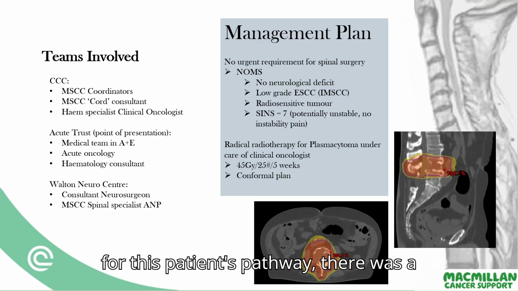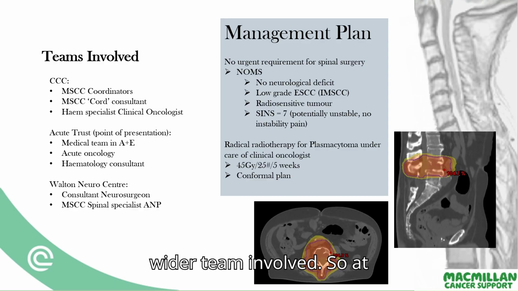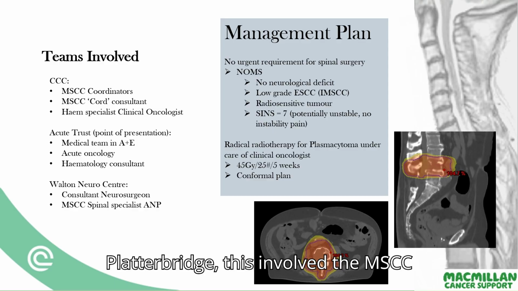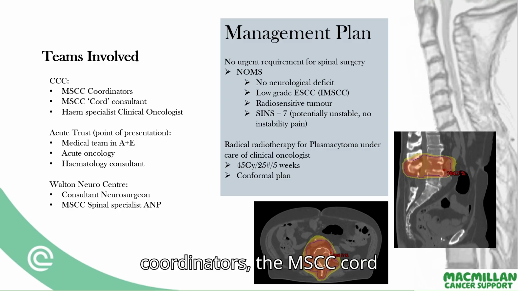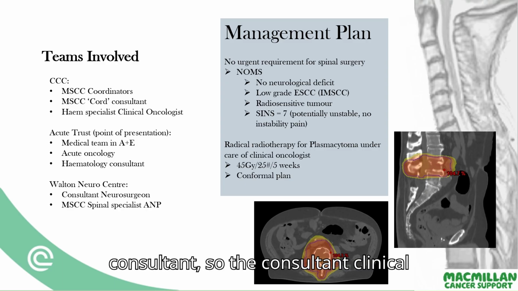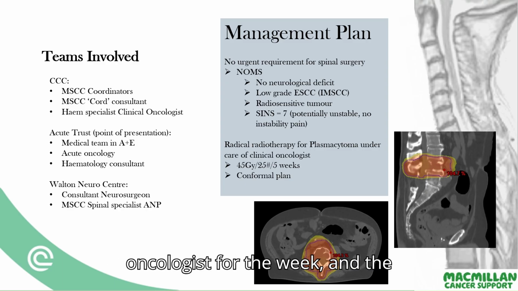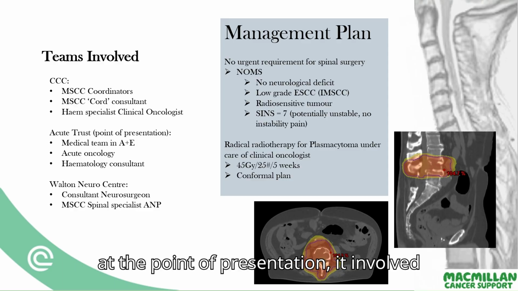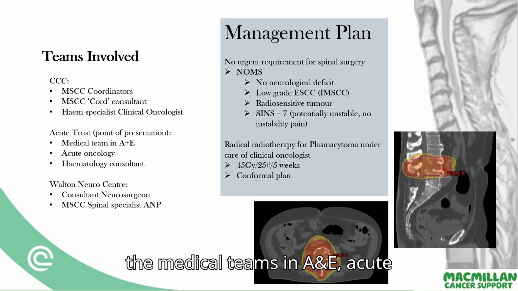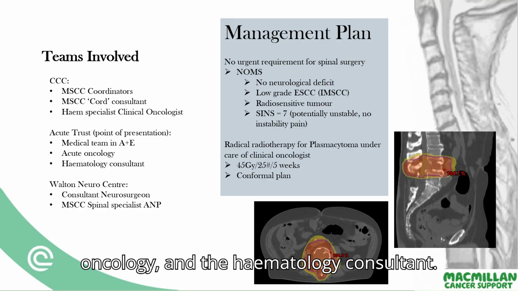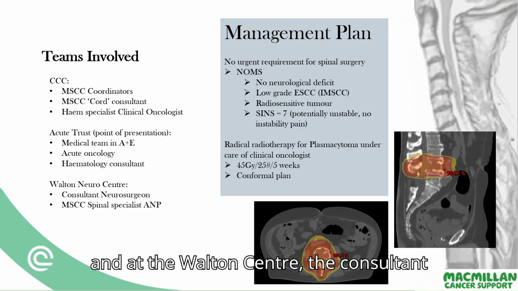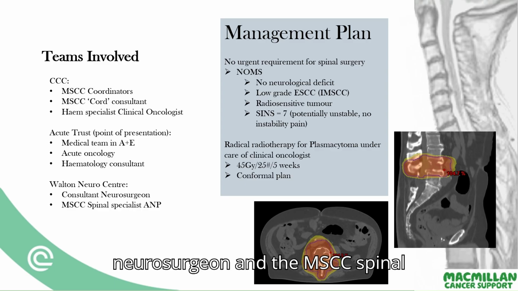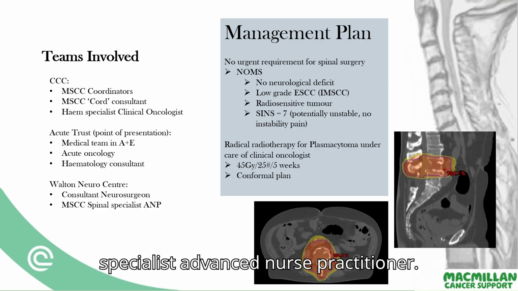So for this patient's pathway, there was a wider team involved. So at Clatterbridge, this involved the MSCC coordinators, the MSCC cord consultant, so the consultant clinical oncologist for the week, and the haematology specialist clinical oncologist. At the Acute Trust, at the point of presentation, it involved the medical teams in A&E, acute oncology, and the haematology consultant. And at the Walton Centre, the consultant neurosurgeon and the MSCC spinal specialist advanced nurse practitioner.